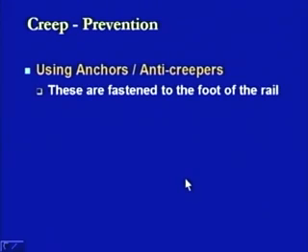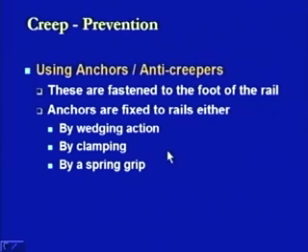Further, in the case of the anchors, these anchors need to be fastened to the foot of the rail. If they are not anchored to the foot of the rail, then they will not be transferring the load. If they are not transferring the load, then they will not be in a position to resist the movement of the rail sections. Therefore, this is one of the important things which needs to be taken care of while providing the anchors or the anti-creepers. Now, there are 3 different ways by which this can be done. One is by the wedging action, another is by clamping, and the third is by spring grip.